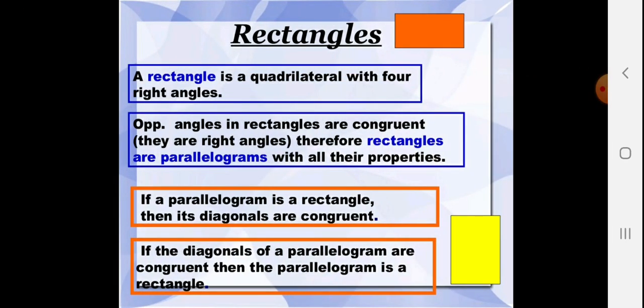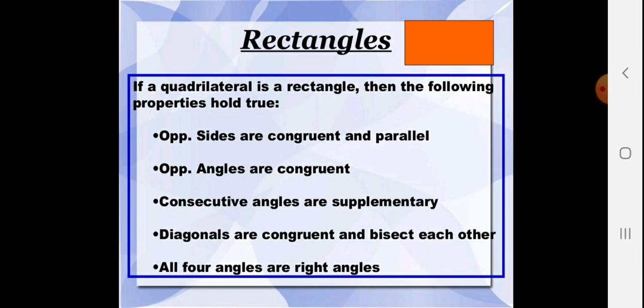Rectangle. A rectangle is a quadrilateral with 4 right angles. Opposite angles in a rectangle are congruent. They are right angles. Therefore, rectangles are parallelograms with all their properties. If a parallelogram is a rectangle, then its diagonals are also congruent, that means they are equal. If diagonals of a parallelogram are congruent, then the parallelogram is a rectangle.